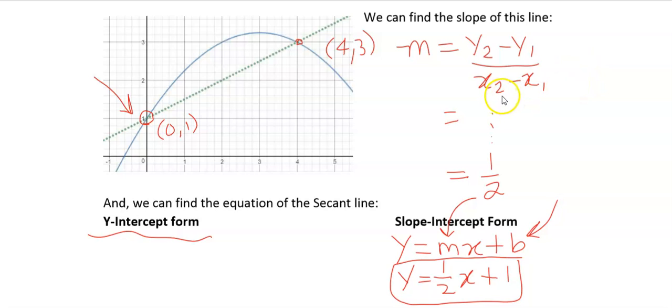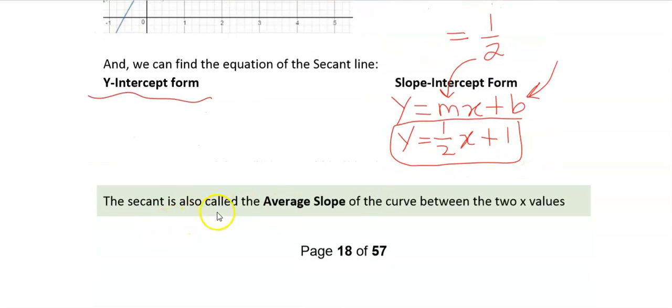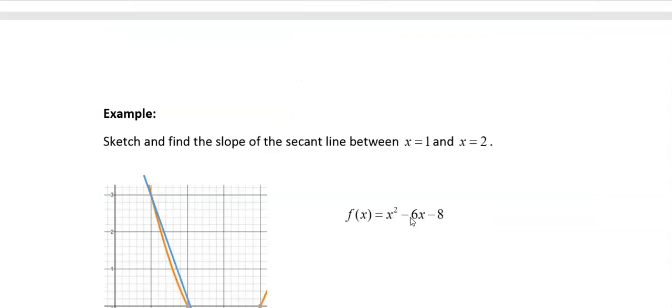If you couldn't see the y-intercept, like we did here in this example, then all you would have to do is take the coordinates of any point on the line, plug it into your equation, after you've put in your slope, of course, and the b then is the only thing you don't know. Any point on the line is a solution to that line, you see? Secant is also called the average slope of the curve between the two x values. So remember that. Anytime you see a problem that asks for the average slope, well, that's asking for the slope of the secant line between those 2 points on the curve.